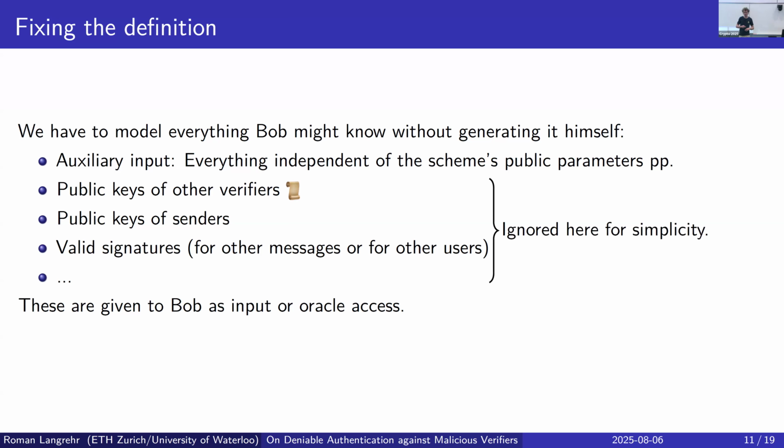For the purpose of the talk, you can ignore everything except for the auxiliary input. In the paper, we also show how to deal with public keys of other verifiers. You just have to be careful to avoid some trivial attack where Bob would just copy the public key of someone else. And public keys of senders and valid signatures are relatively easy to add.